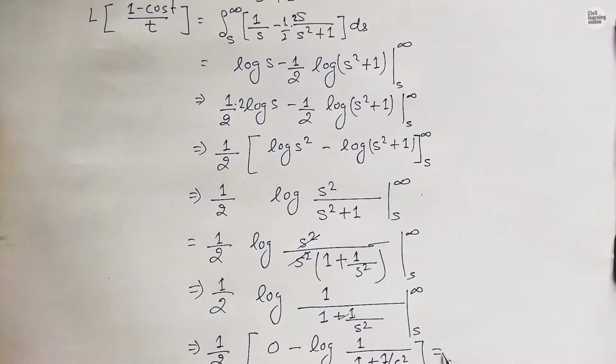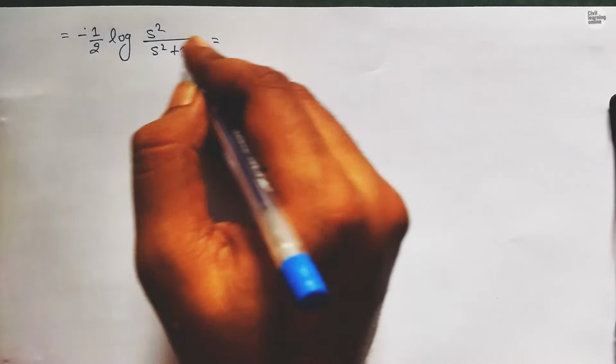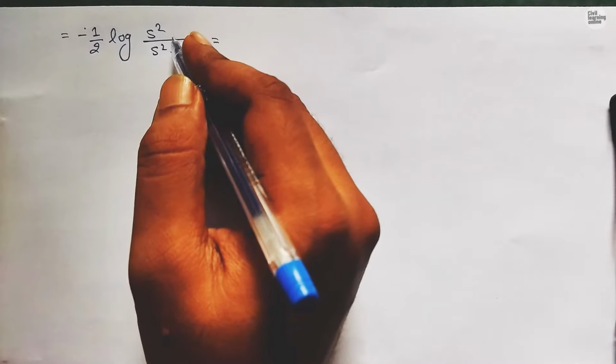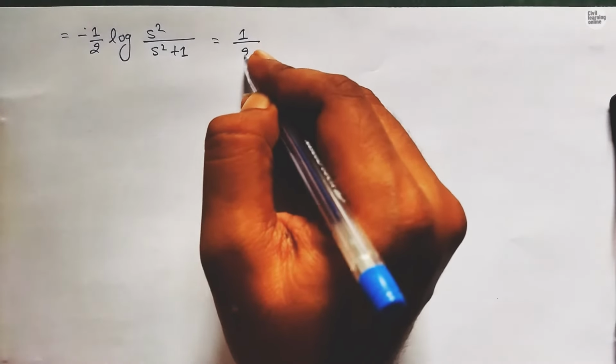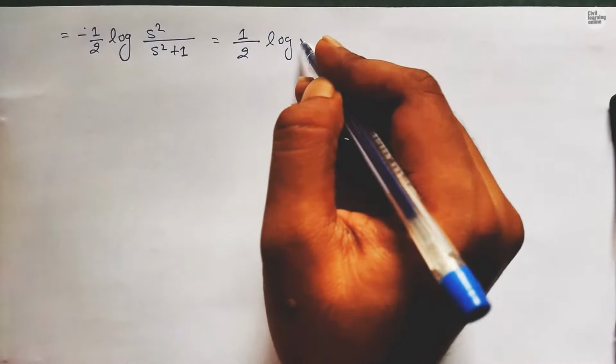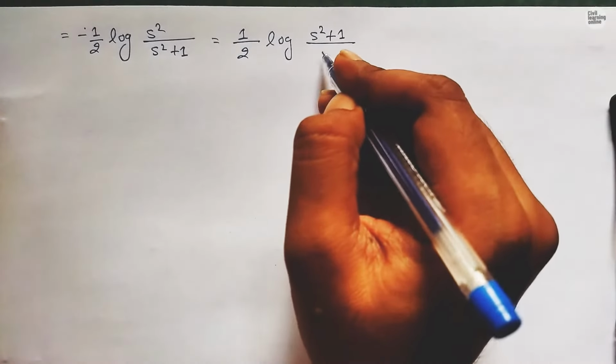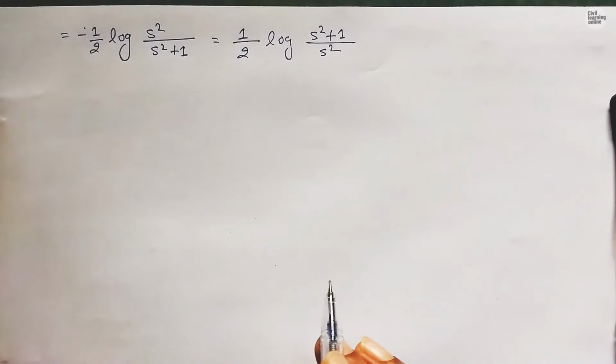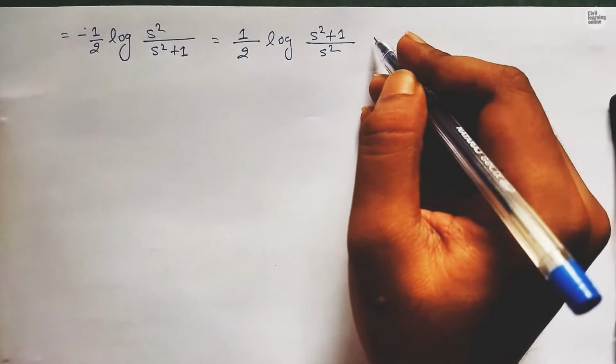So on rearranging it, we will get minus 1 by 2 log, and here it is in the denominator, so s square plus 1 upon s square will get s square upon s square plus 1. So we have to remove this minus sign, so in order to remove this minus sign we will interchange the numerator and denominator, and I have already shown you why. So we will have here 1 by 2 log (s square plus 1 upon s square), and this minus sign will get removed. Now what happened, we got the Laplace transformation.